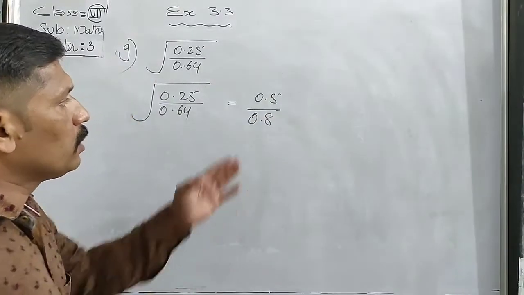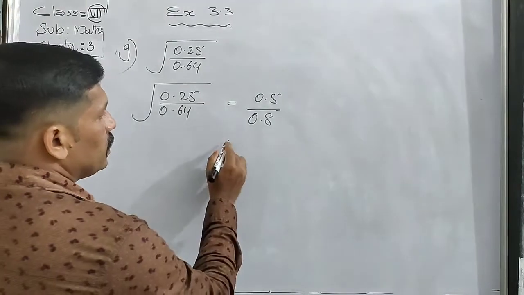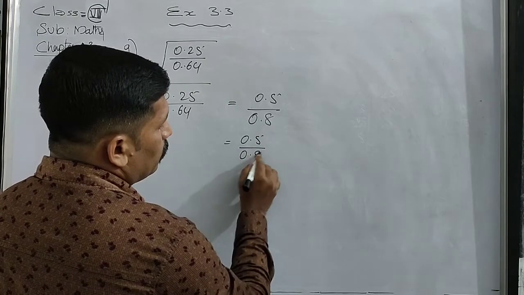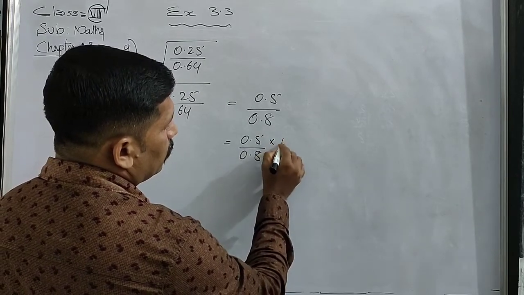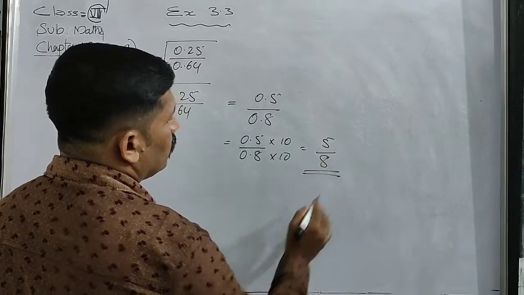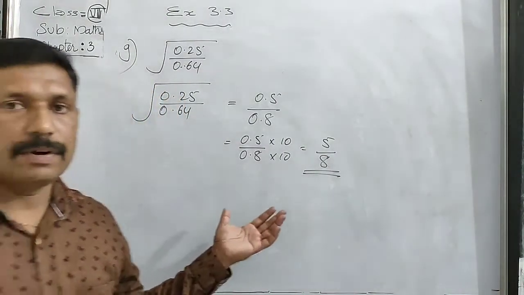Now here both are decimal numbers. We want to avoid this decimal. How to avoid the decimal? We multiply each number by 10, and here also by 10. Then we get 5 upon 8. 5 upon 8 is the root of the given number.